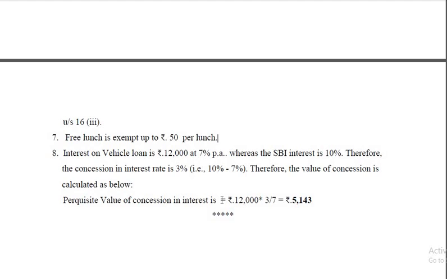Therefore, the value of concession is calculated as below. Perquisite value of concession in interest is 12,000 into 3 by 7. 7% is equal to 12,000, 3% is equal to what? That way, 12,000 into 3 divided by 7. So that comes to 5,143.